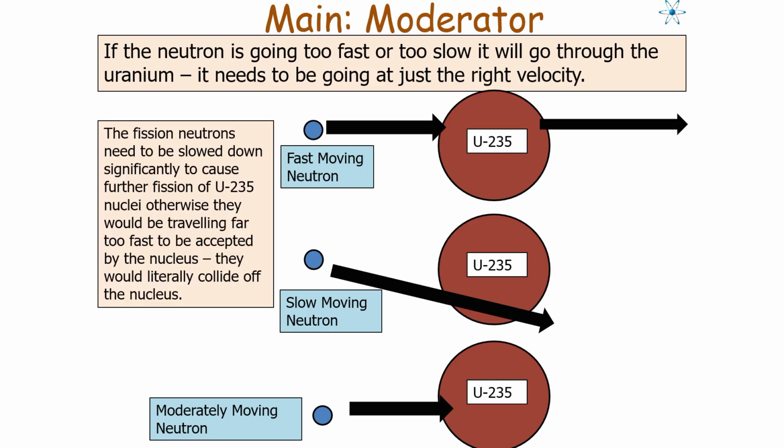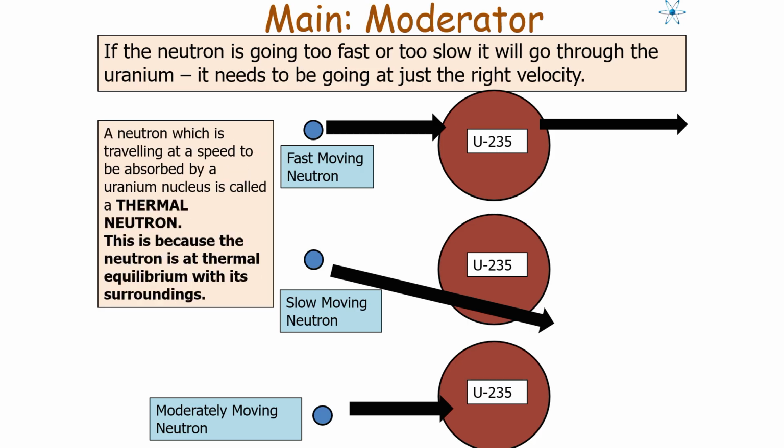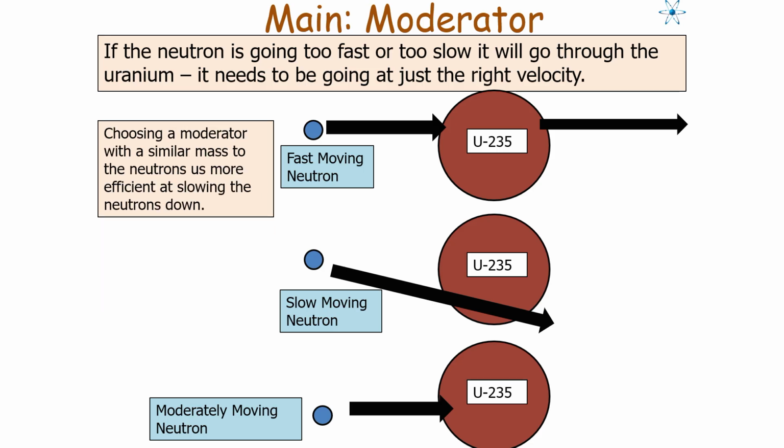So fission neutrons need to be slowed down significantly to cause further fission of uranium-235 nuclei, otherwise they'd be travelling too fast to be accepted by the nucleus. They would literally just collide off the nucleus. So a neutron which is travelling at a speed to be absorbed by a uranium nucleus is called a thermal neutron. Now why is this? It's because the neutron is in thermal equilibrium with its surroundings.